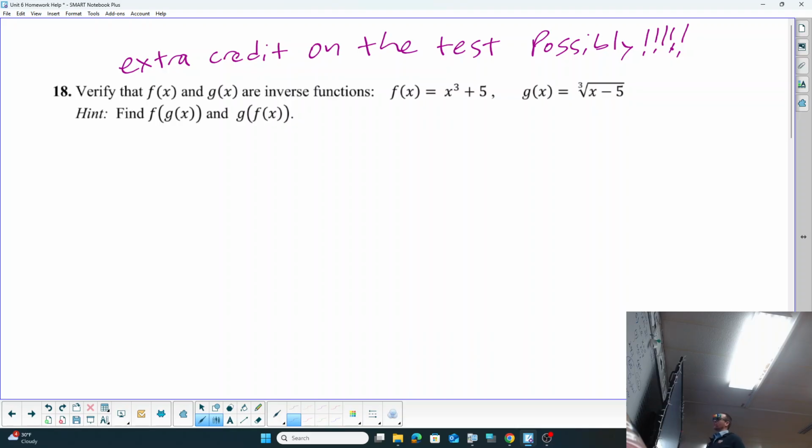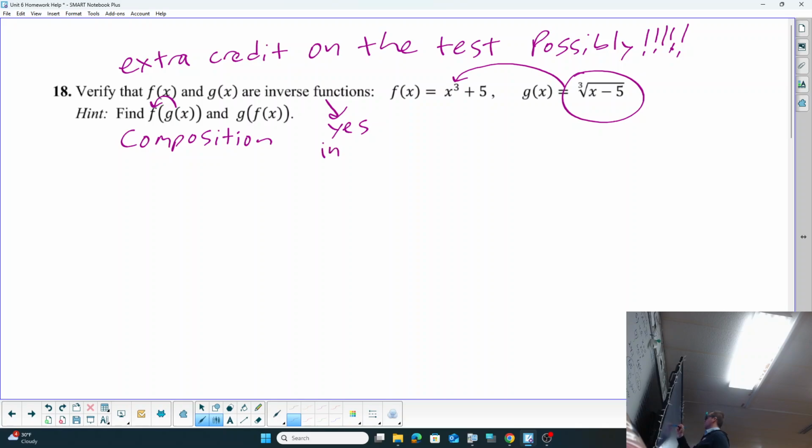Okay, so all you're doing is doing a composition, right? We're plugging g into f, verifying that they're inverses. Yes, they're inverses if both equal x, that is, f of g of x equals x. So we're going to plug that in there.